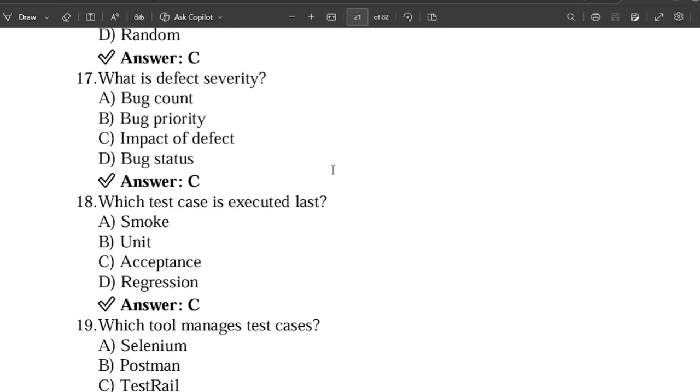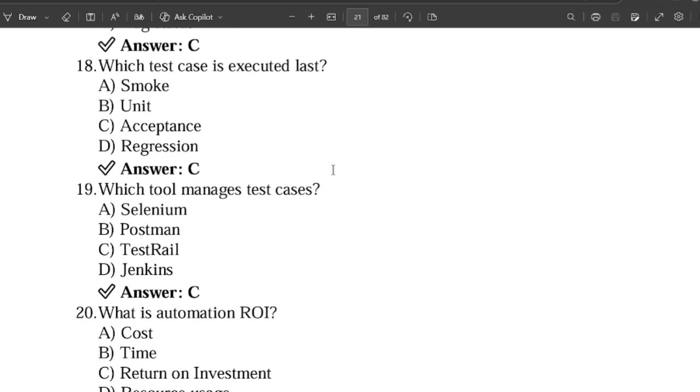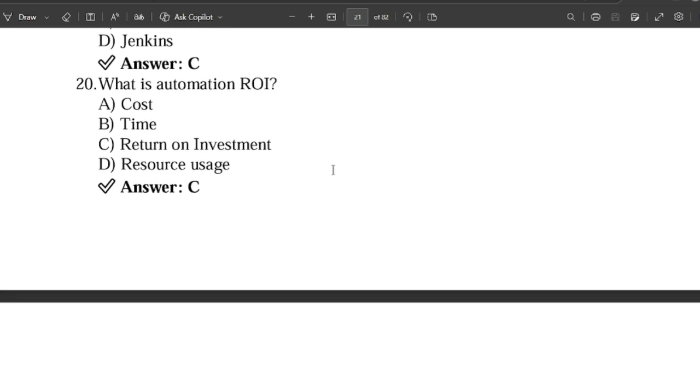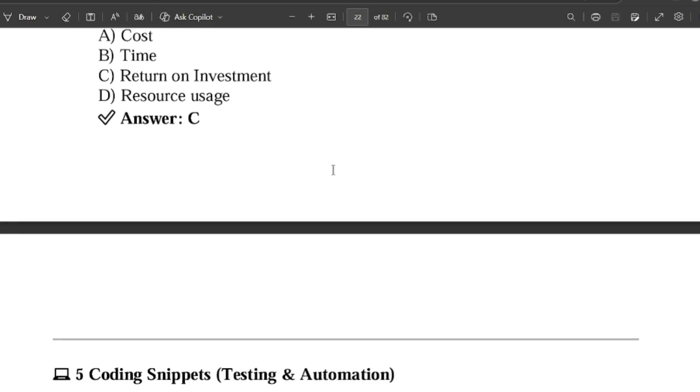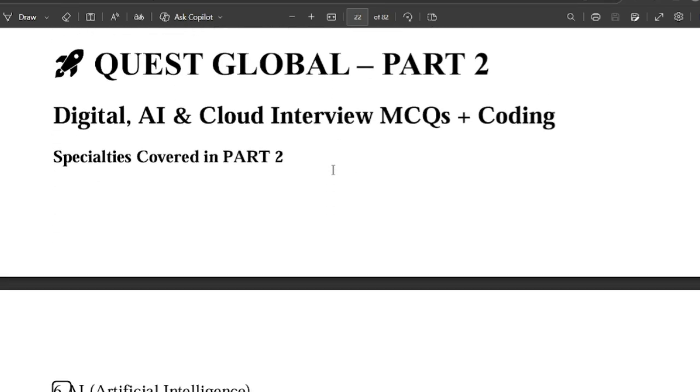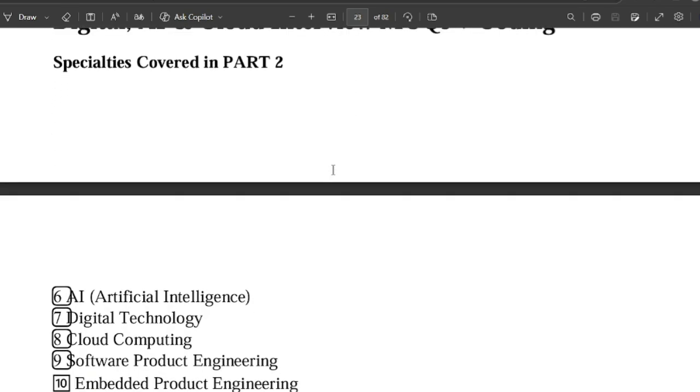Framework based. What is defect severity? Impact of defect. Which test case is executed last? Acceptance. Which tool manages test cases? TestRail. What is automation ROI? Return on investment. And the coding snippets. Next one is AI and cloud interviews.